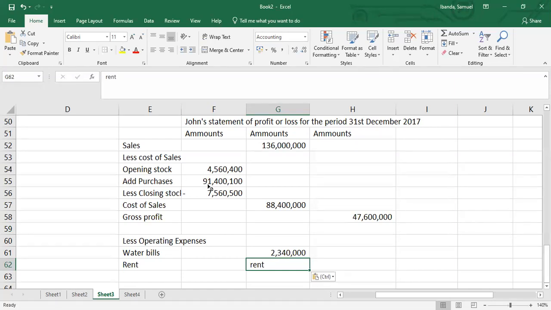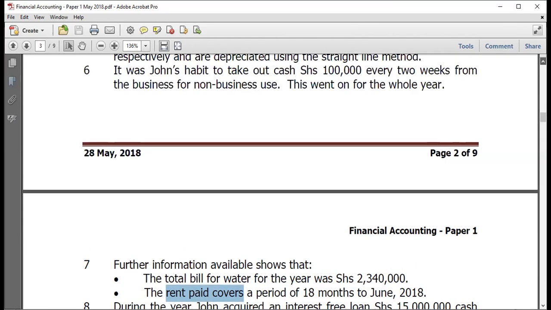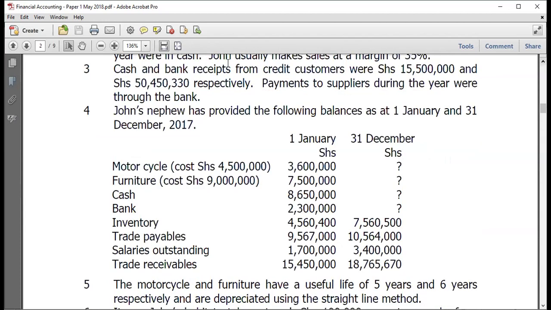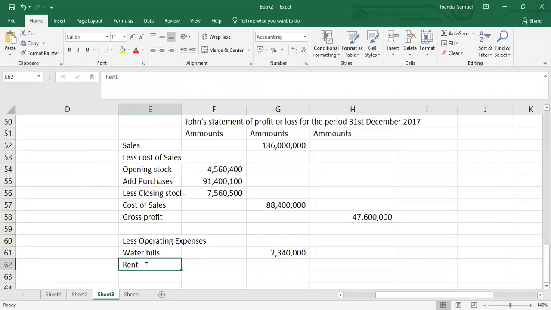They're telling me that the rent paid covers 18 months. Okay, let me start with calculating rent. Remember, rent has been given to me. The overall payment is 18 million, okay? So I should get the portion that relates to the year. So what I'll just do right here, I can just do in a bracket here. For me to get the rent for the year will be basically what I paid, the whole 18 million. Okay, let me just try to confirm if there's a degree of precision here. Yeah. So this figure is in 1,000. So it is 18 million basically, okay? So I'll do 18 million.